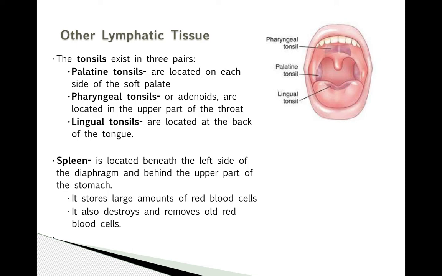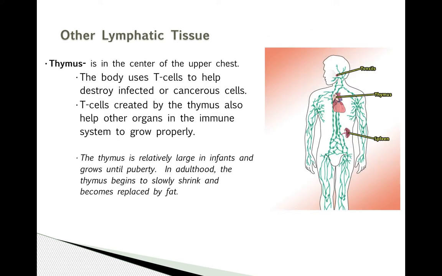Your spleen is located beneath the left side of the diaphragm and it's behind the upper part of the stomach. So what your spleen does is it stores large amounts of red blood cells and it also destroys and removes old red blood cells. So the spleen is really the huge indicator of where and how these red blood cells are getting destroyed in the lymphatic system.